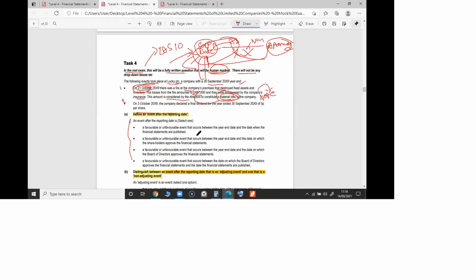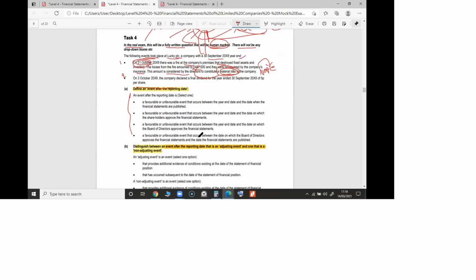Number two, on 3rd October 2019, the company declared the final dividend. It is definitely taking place after the year end, and dividend is always non-adjusting. Okay, dividend is non-adjusting. So without any doubt, this is clearly non-adjusting. Keep it in your head, please. Now, these things we're going to deal with in number C and D, as I saw at the bottom.